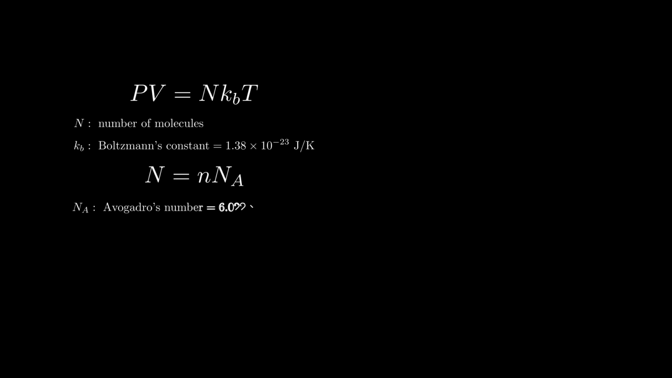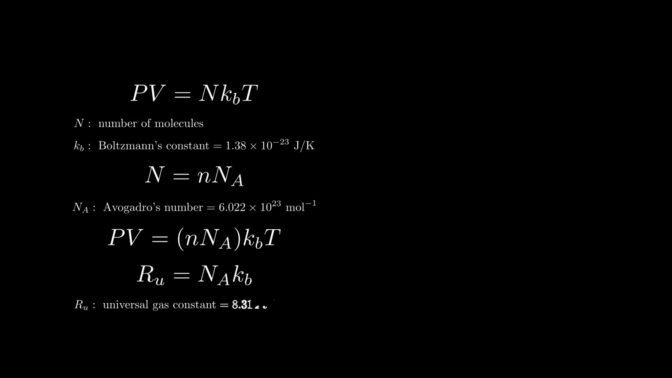Instead of counting individual molecules, we usually group them into moles. Using Avogadro's number, we write capital N equals lowercase n times N_A. Here, lowercase n is the number of moles, and N_A is Avogadro's number, approximately 6.022 times 10 to the 23rd particles per mole. This conversion allows us to go from counting molecules to using a more manageable unit.